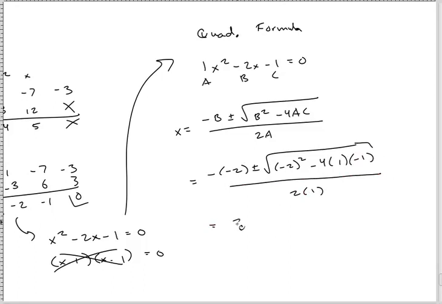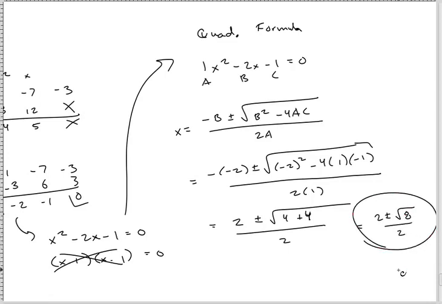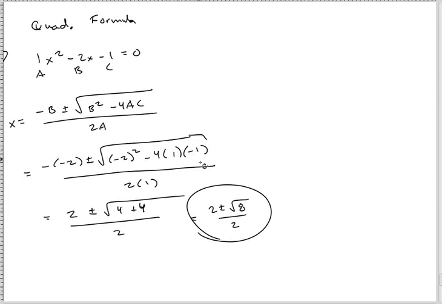So 2 negatives make a positive 2. 2 negatives make a positive 4. Then all divided by 2. So I got square root 8 all over 2. All right, awesome. Well, that looks like a great answer, but they want you to reduce it down some. So we need to reduce this thing down a little bit.